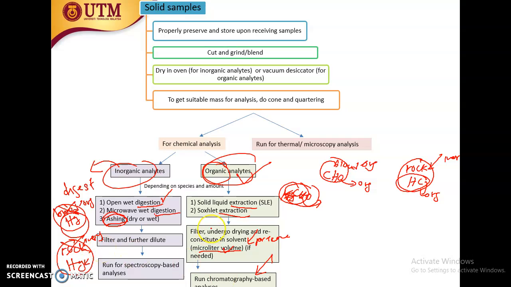After you understand this, you can understand most of the examples. After you do digestion, you filter and further dilute and run for spectroscopy based analysis. You see here, inorganic analyte goes into spectroscopy, organic analyte goes into chromatography. In Dr. Afi's class, you can ask what is the difference between them. They are dedicated instruments for each of them.